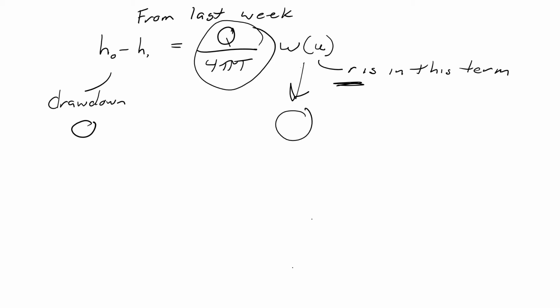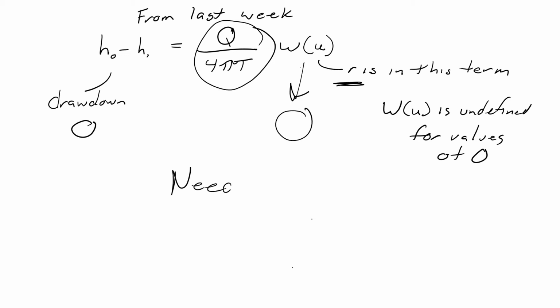If you look at your table, W sub u is undefined for values of 0. It doesn't work, sadly. It would be great if it did. This would be an easy way to calculate a capture zone. It gets closer and closer, it's an asymptote. It gets closer and closer, but never quite gets to 0. Again, it's a mathematical model. So what that means is we need new math, sadly, to calculate a capture zone.